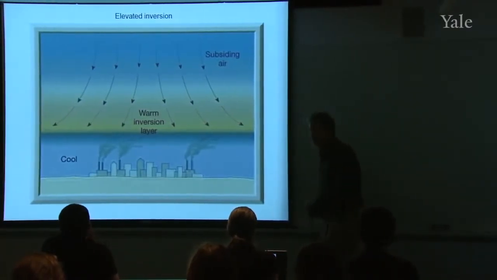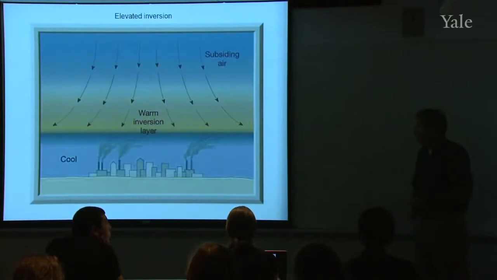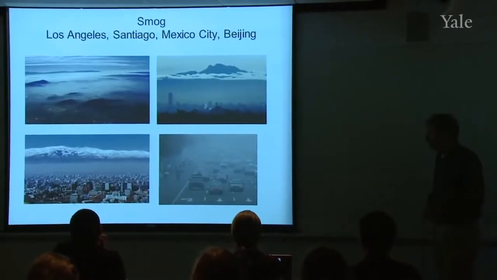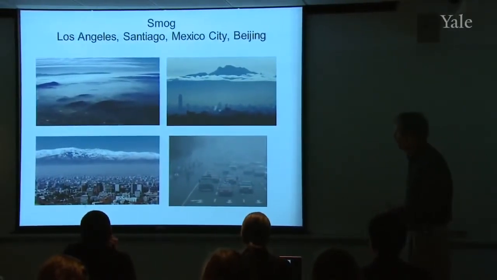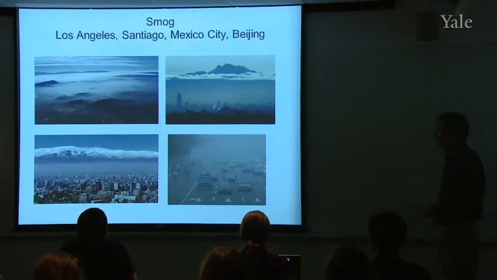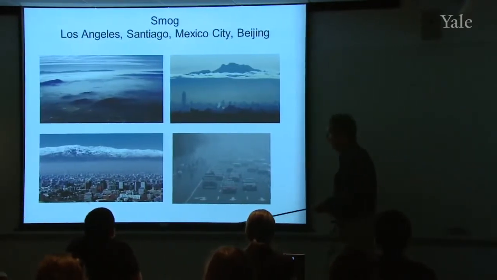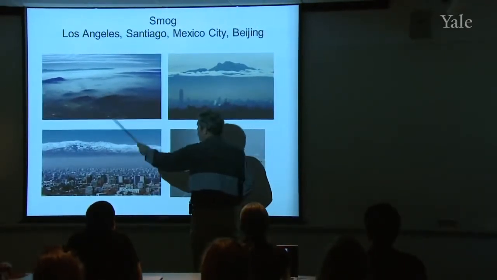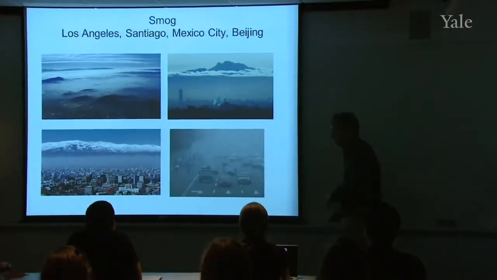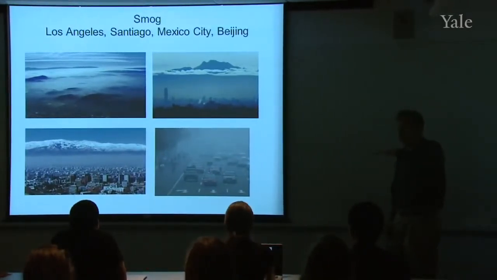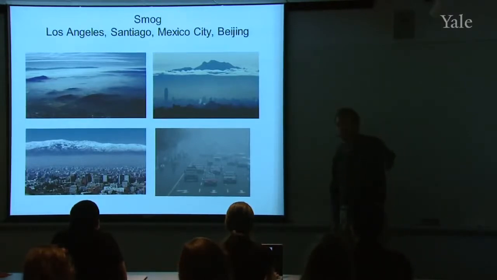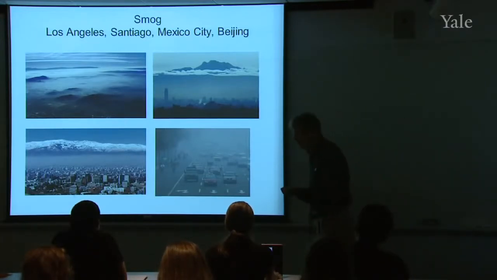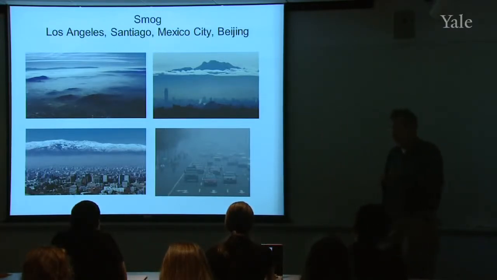Most of the pollution episodes are connected with these elevated inversions. For example, some of the most famous polluted cities in the world, Los Angeles, Santiago, Chile, Mexico City, and Beijing, China. You see pictures of them here. In this case you can see the inversion, here you can see it as well. There is an elevated inversion trapping that pollutant, preventing it from being diluted up into the rest of the free atmosphere. So inversions go together with air pollution episodes.